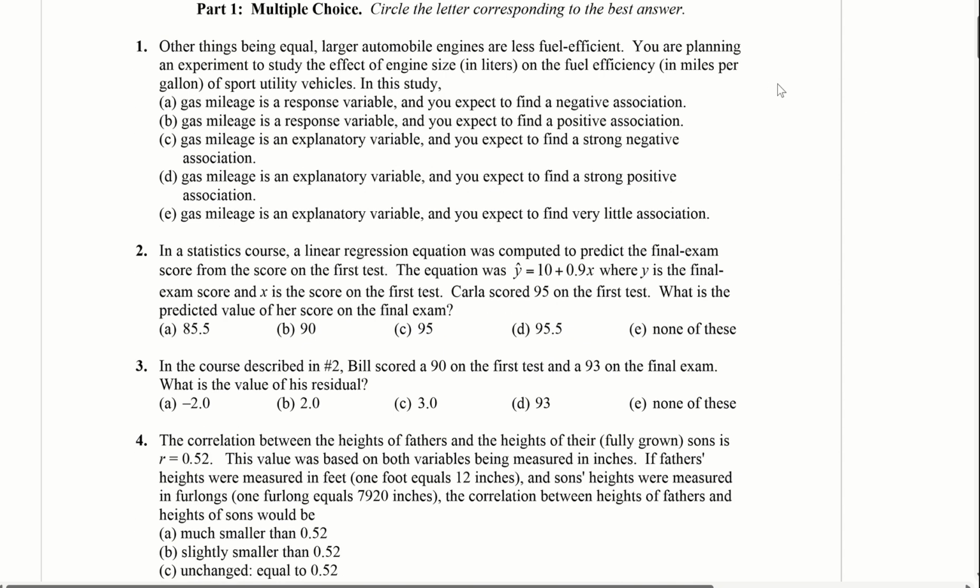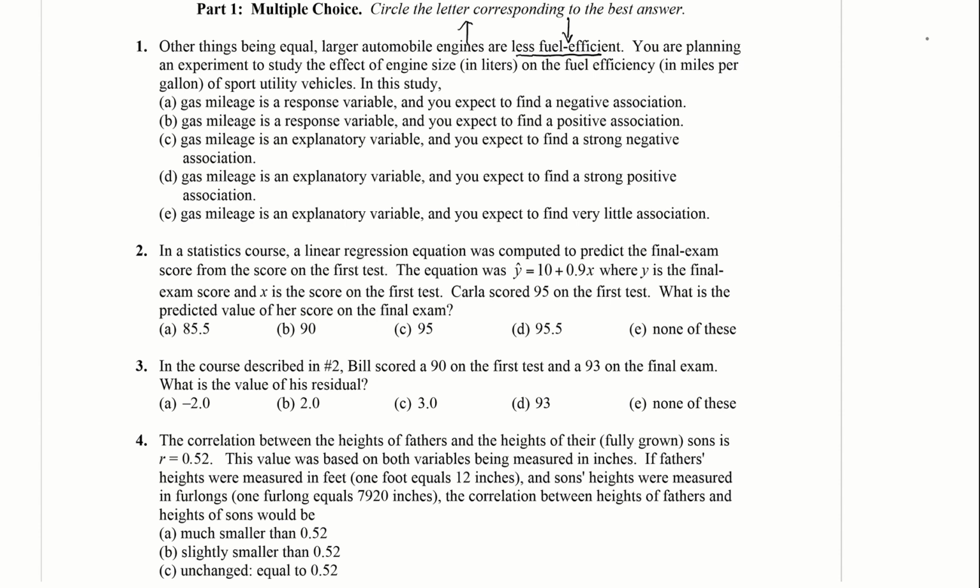So number one, it says, other things being equal, larger automobile engines are less fuel efficient. You're planning an experiment to study the effect of engine size in liters on the fuel efficiency in miles per gallon of sport utility vehicles. So the bigger the engine, the less the fuel efficiency. In this study, which one is the response variable and which one is the explanatory variable?